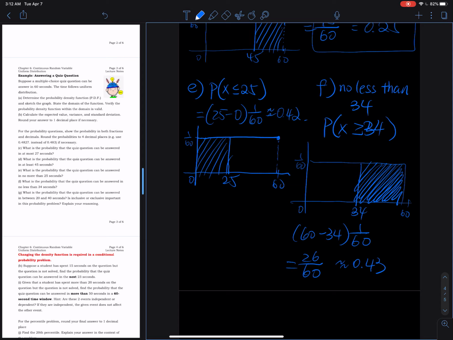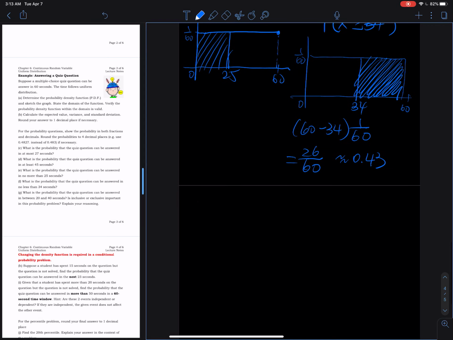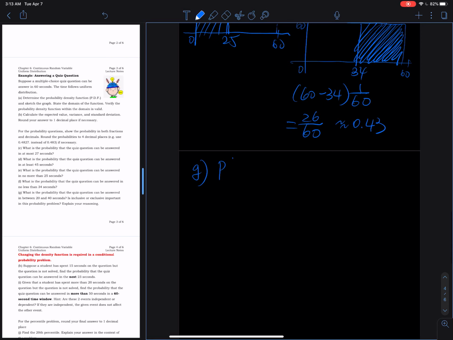The answer is no, because x is a continuous random variable. Think about this. If you don't take the 34, what number do you take? Nothing. You have to take the 34. Even though you remove the equal, it doesn't affect the answer because x is a continuous random variable. All right? So moving on to part G, the quiz question can be answered in between 20 and 40 seconds. Is the inclusive or exclusive important? I just answered that. So part G, we have 20 and 40.